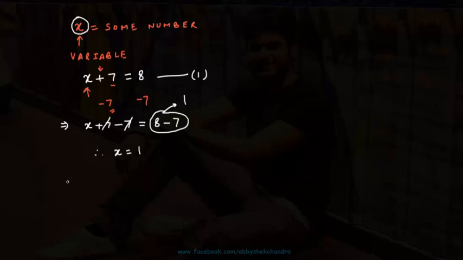You can verify your answer by checking if x equal to 1 satisfies the given equation. If you remember, in part 1 video of this chapter, we have already learned how to check if some value of the variable satisfies a given equation. Let us now solve a slightly more complicated equation. 3x plus 5 equal to 11.